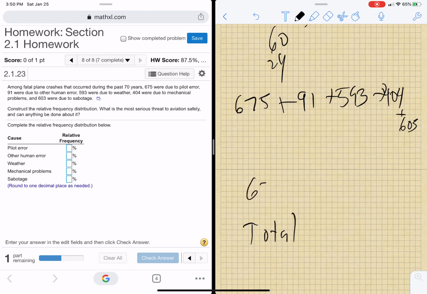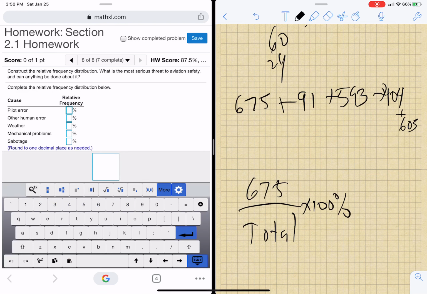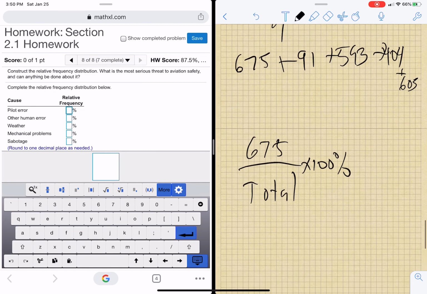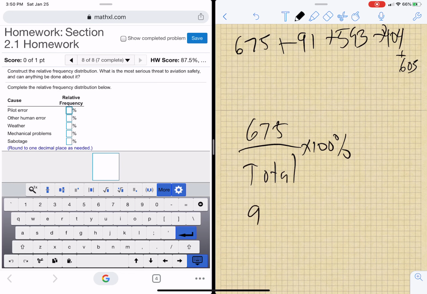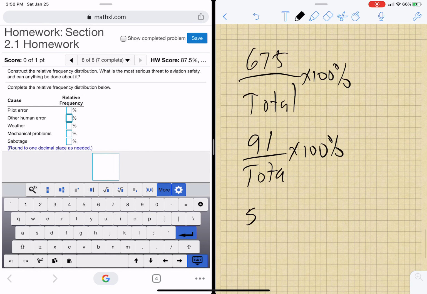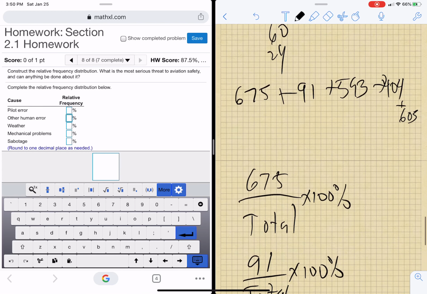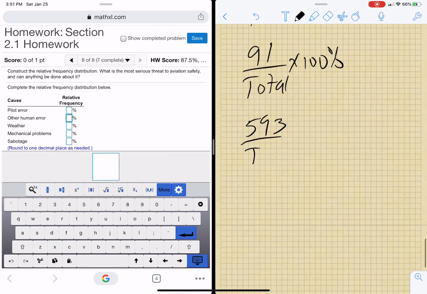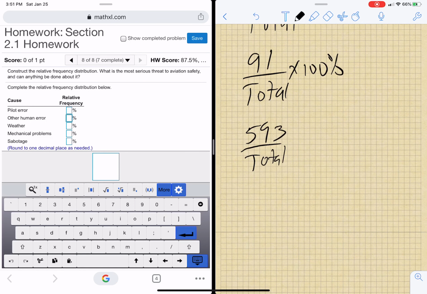and then do 675 over the total and times it by 100. And put that into here. Okay? To get the next one, other than, you would do 991 over whatever the sum is, times it by 100. That's going to go in the other than. Other human error. Weather, 593 over whatever the total is. The total of all of these always goes into the denominator. Whatever you get, it's going to be a decimal, and you're going to times it by 100, put a percent there.